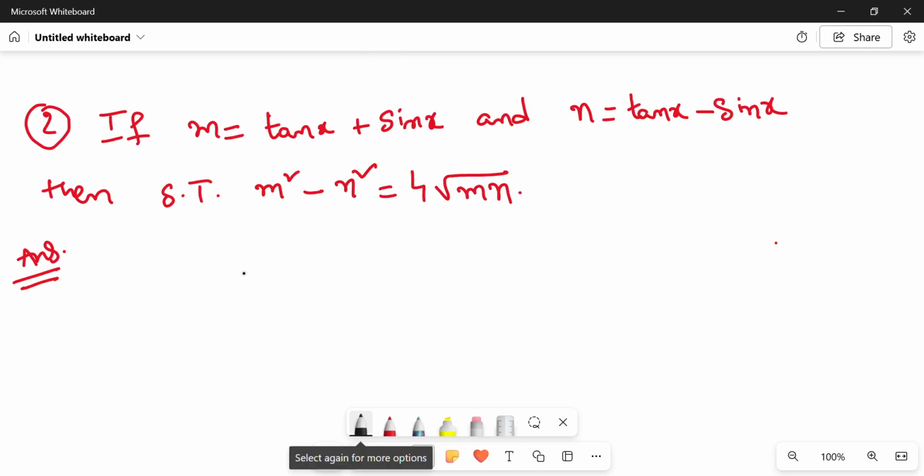So this is the next question. If m is equal to tan x plus sin x and n is equal to tan x minus sin x, then show that m square minus n square is 4 root mn. So this is what we have to prove.